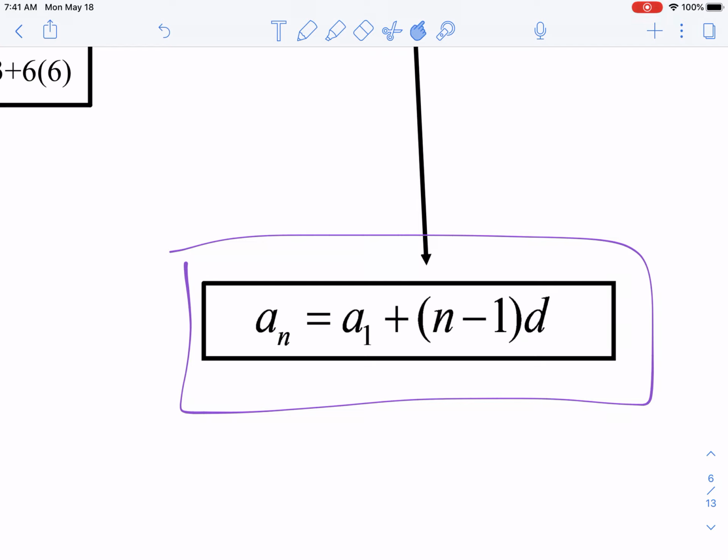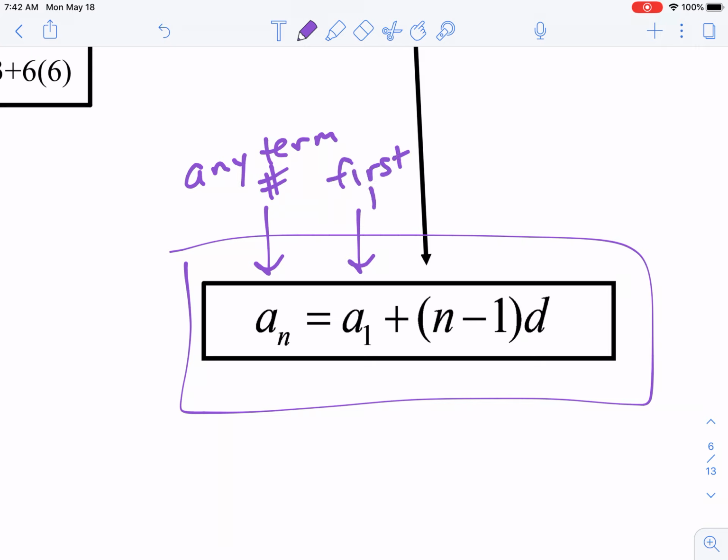Okay, this is to find any term in the sequence. So an represents any term you want, any term number. A1 is the first term. N is the number of terms. And D is the common difference.